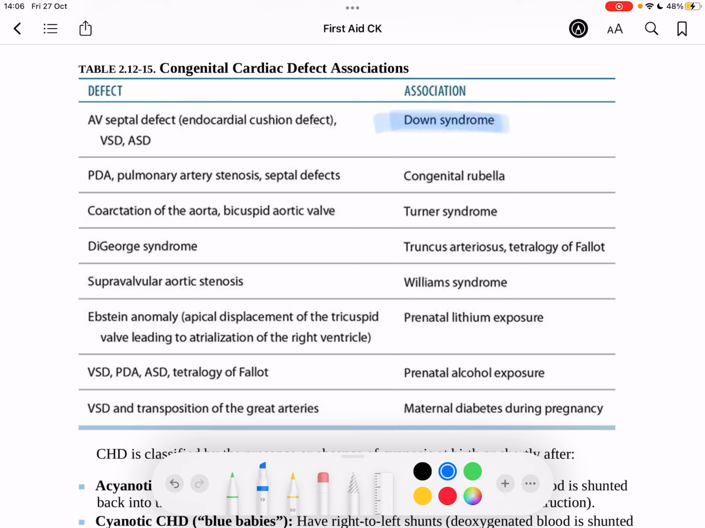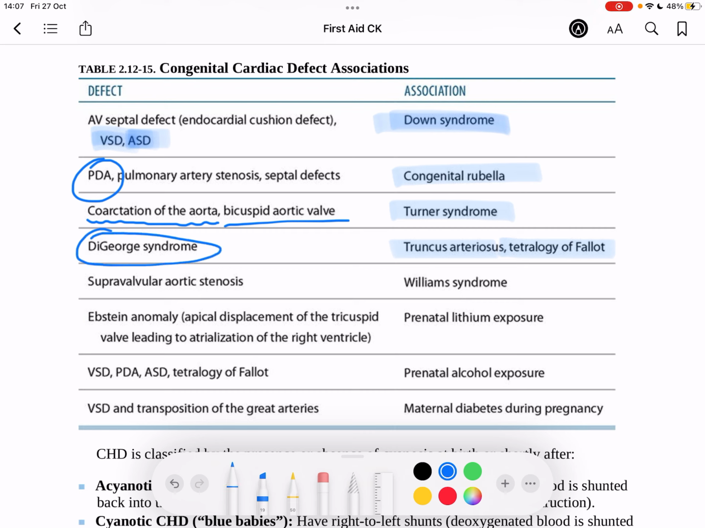Down syndrome is associated with AV septal defects, mainly due to the endocardial cushion defects. I think most commonly atrial septal defects, but it can also be VSDs as well. Congenital rubella is associated with many cardiac defects, but the most important one to remember is the patent ductus arteriosus. But pulmonary artery stenosis and septal defects can also be seen with it. Turner syndrome, really high yield, is associated with coarctation of the aorta and the bicuspid aortic valve.